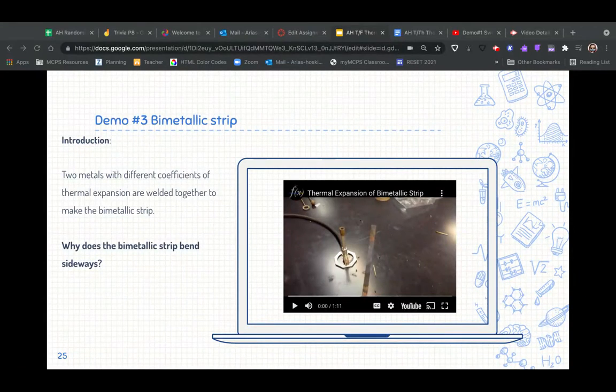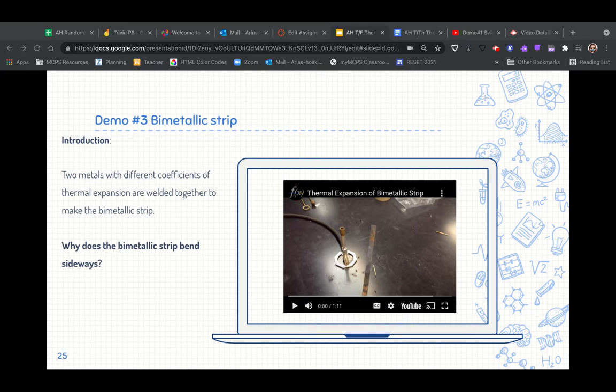So for this part right here, this is demonstration number 3, bimetallic strip. Okay, for here, the introduction is two metals with different coefficients of thermal expansion are welded together to make the bimetallic strip. So in this part right here, why does the bimetallic strip bend sideways? So look at this video.